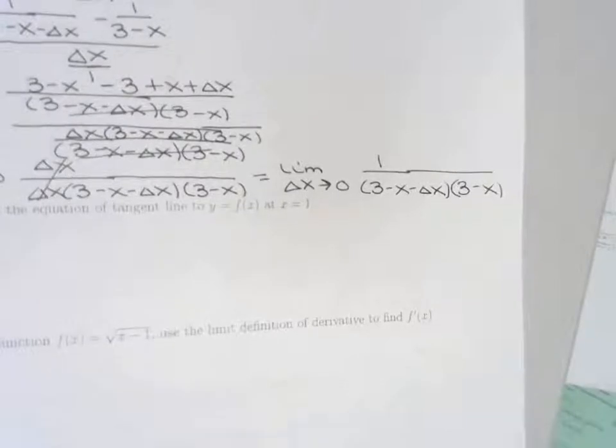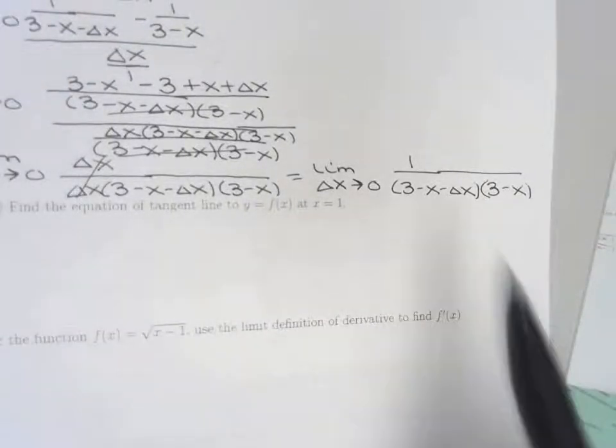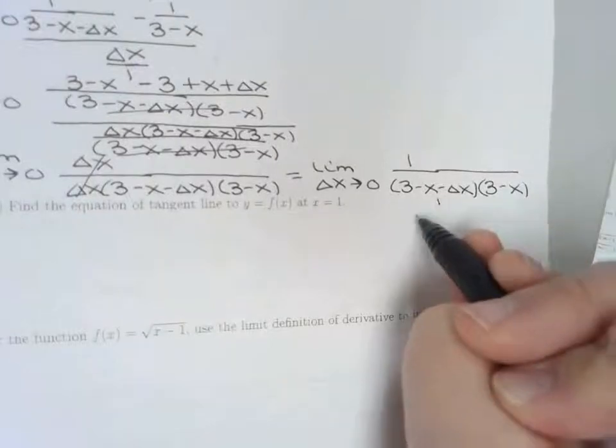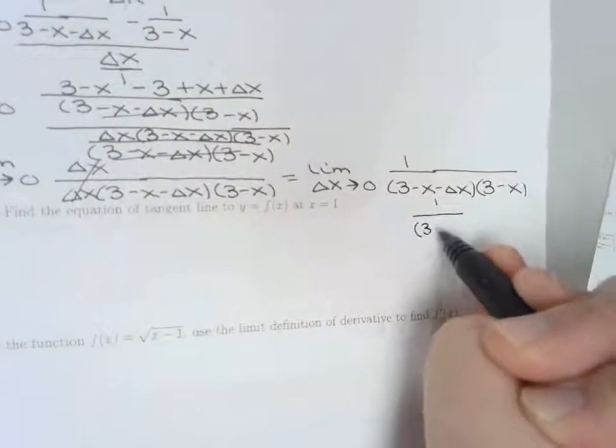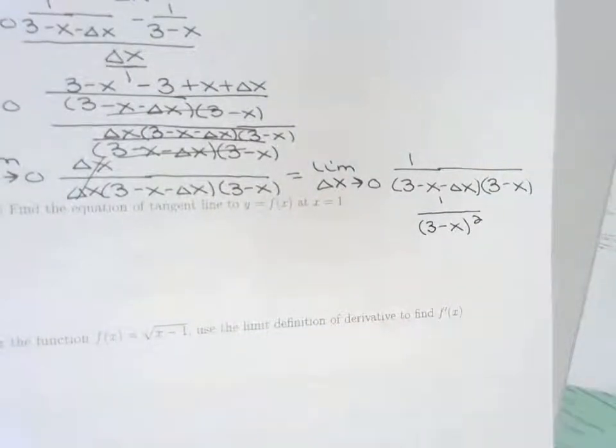Now I can actually take the limit. Up until this point, I was always getting 0 in the denominator, but now if I plug in 0 for delta x, that will just give me 1 over 3 minus x times 3 minus x squared. So I'm just going to put 3 minus x squared.